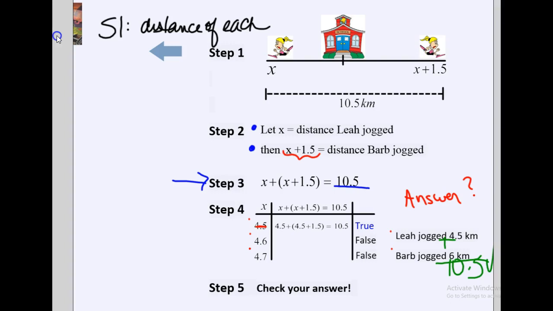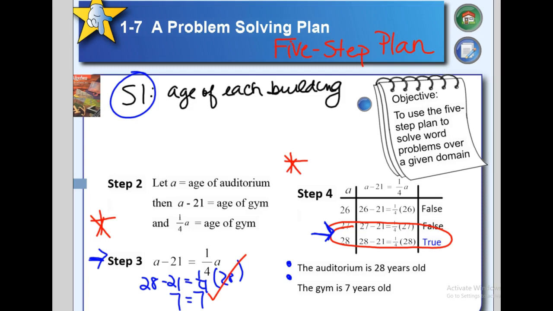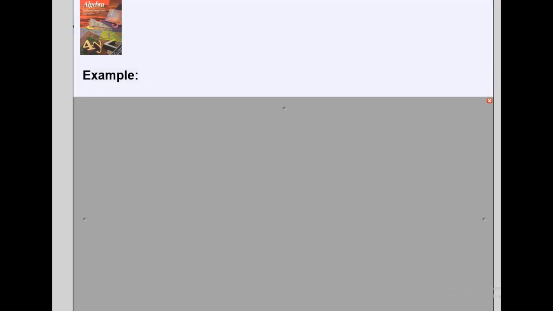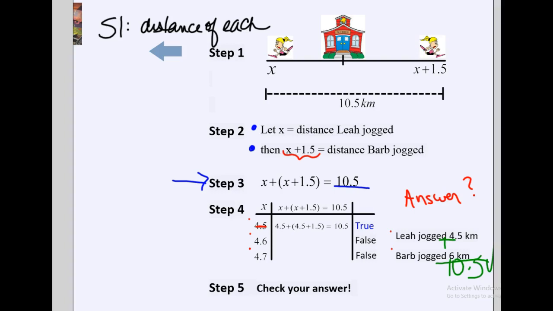Now, here's what we're going to do. We're going to try 2 more off of your worksheet. Let's see if I can get there. All right? So let's go ahead and look at your worksheet, and everybody flip it over, and let's look at number 1 on the worksheet.